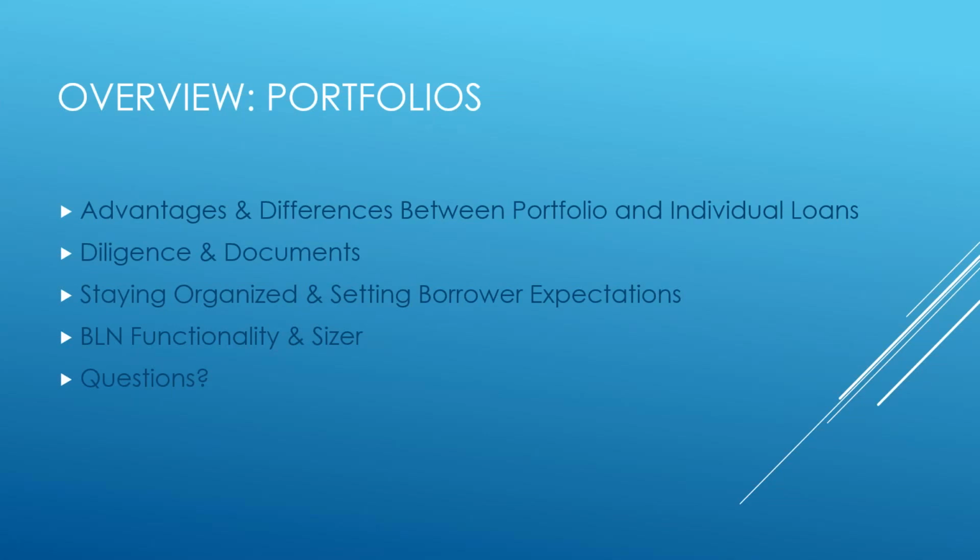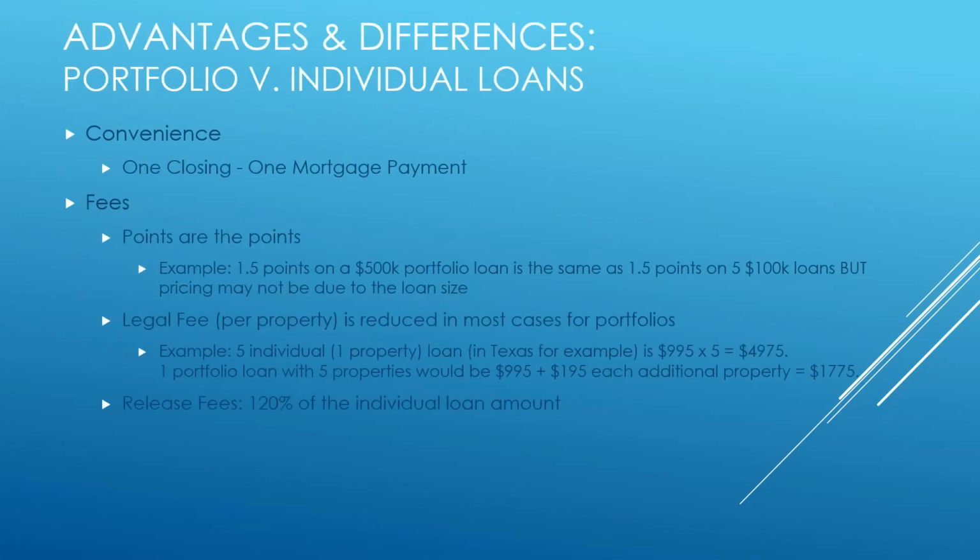When we are doing portfolio loans, they're bigger, certainly, as far as files and documentation goes, and that has a ripple effect throughout the process when we get through the different team members who have to review those files. We'll talk about the BLN functionality and the loan sizer and how those two are working together, and then we'll leave some time for questions at the end before we get into some of the sizer questions we're going to have. So first off, we'll talk about the advantages and differences between the portfolio loans versus the individual loans.